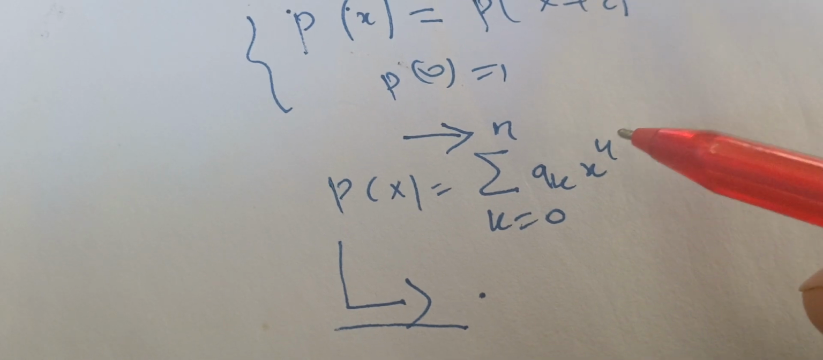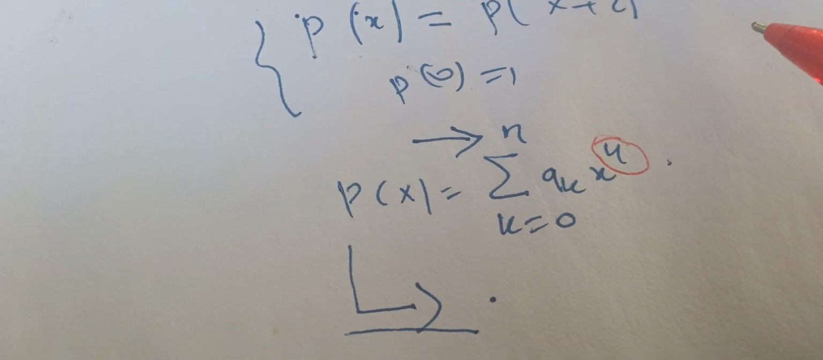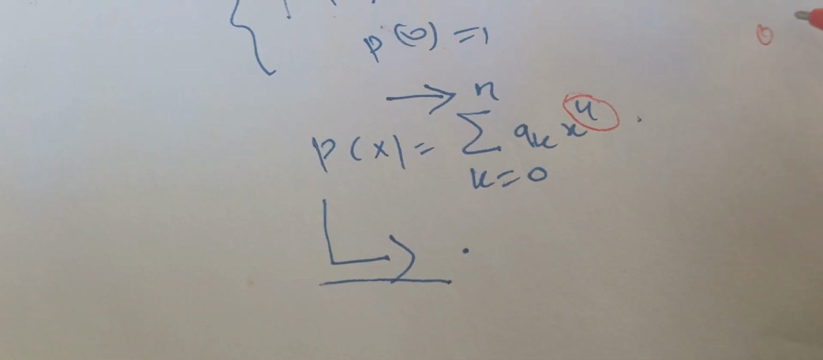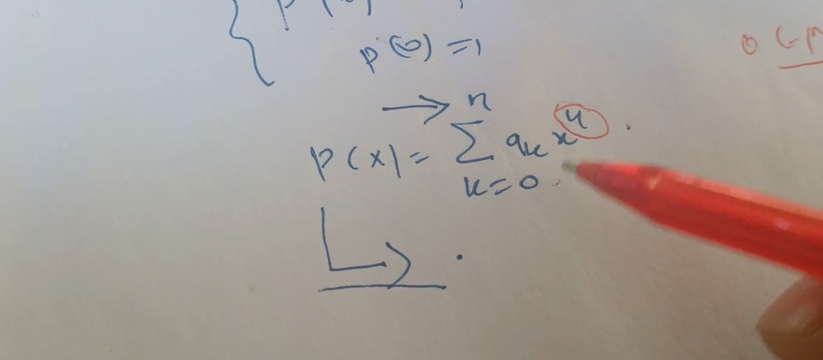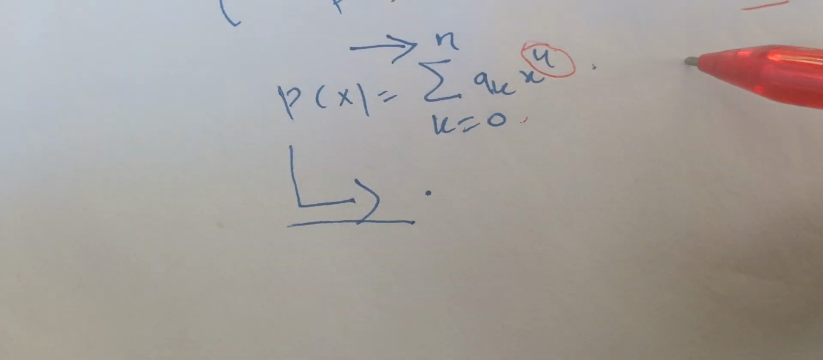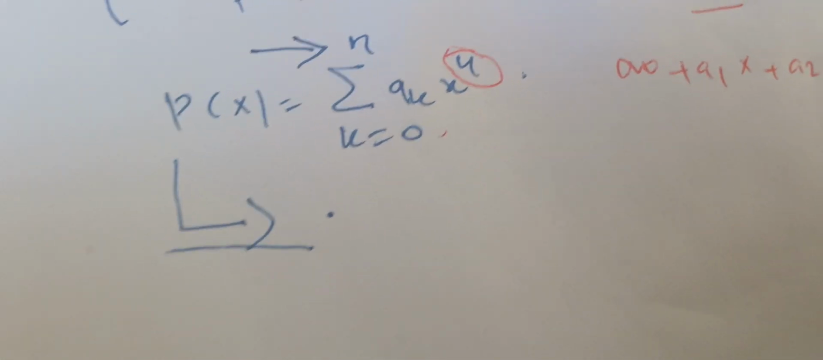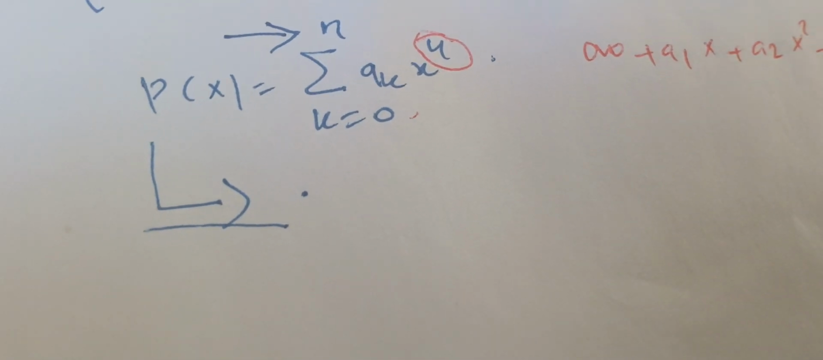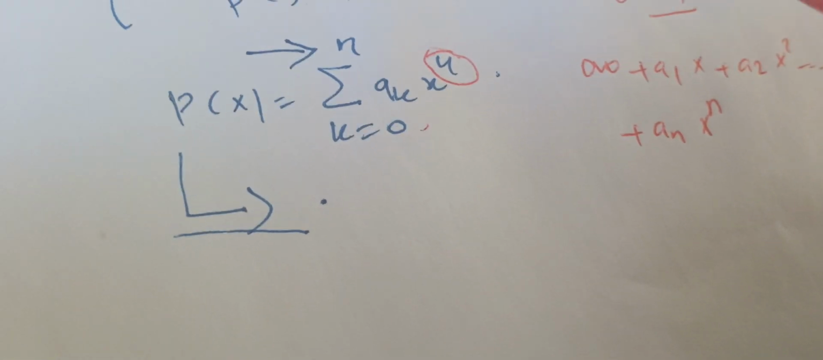Note that these powers here are in N. Okay, so here we accept that 0 is in N, and we start from 0, because we can write it in this manner: a0 plus a1x plus a2x squared, and etc., until the last one, which is a sub n x to the power n.